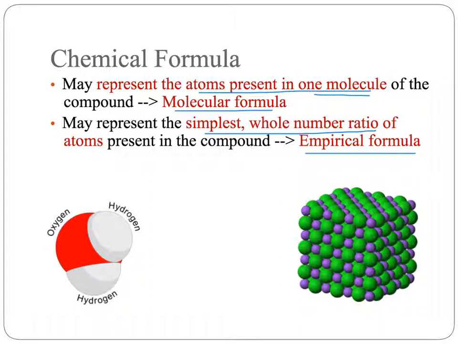So for an example, our water, H2O, is the molecular formula. In one water molecule, we have 2 atoms of hydrogen and 1 atom of oxygen. And in general, in covalent compounds, the molecular formula is what we have when we use a chemical formula in a reaction. The example on the right, this cube, is an illustration of a crystal of sodium chloride.